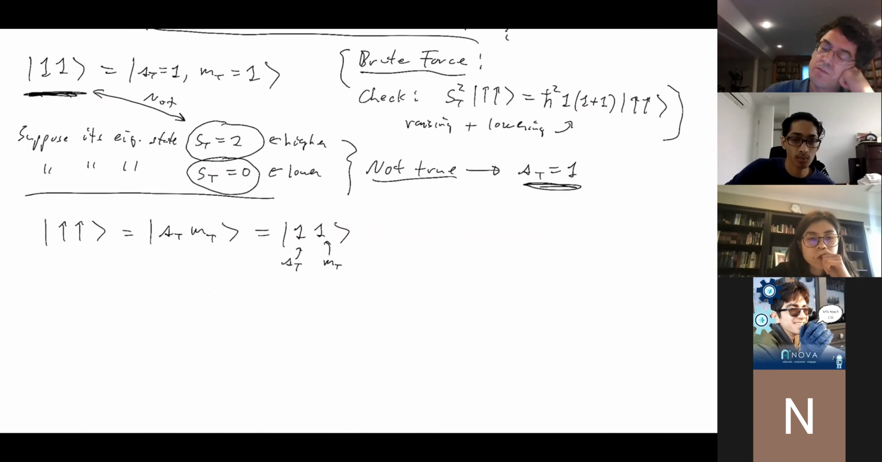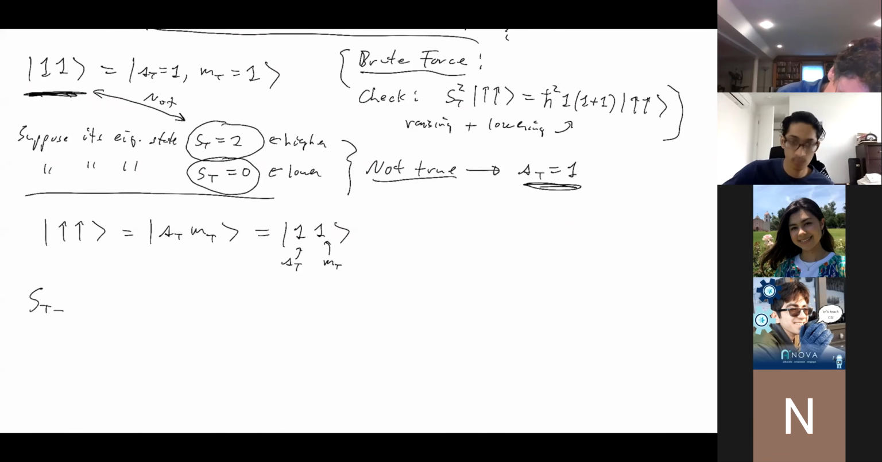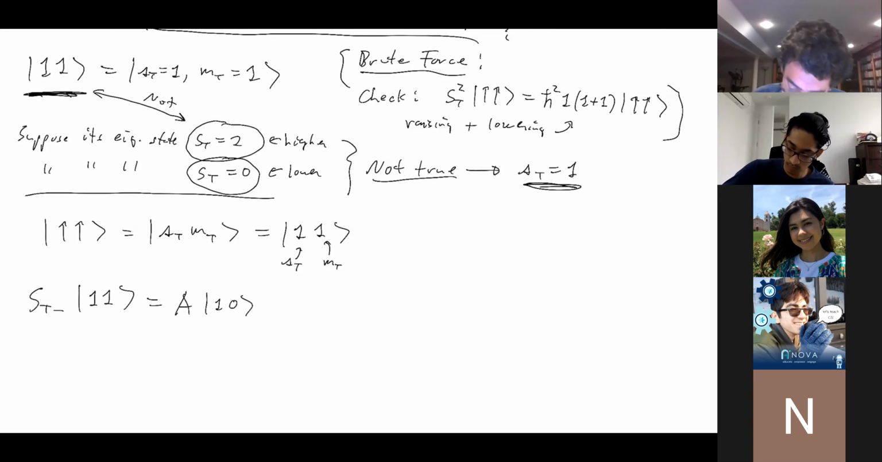How do we get the rest of them? Can we use lowering operators? Exactly. Because if we have |1,1⟩, then we know that S total minus acting on |1,1⟩ will give me some constant times |1,0⟩. So then what we have to do is hit this state |1,1⟩ with S total minus.